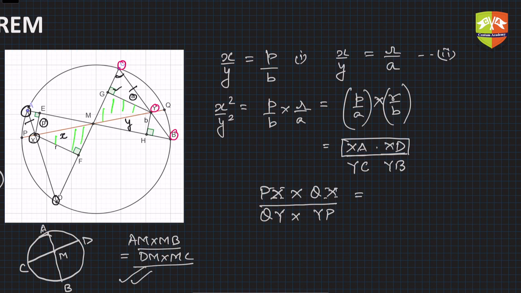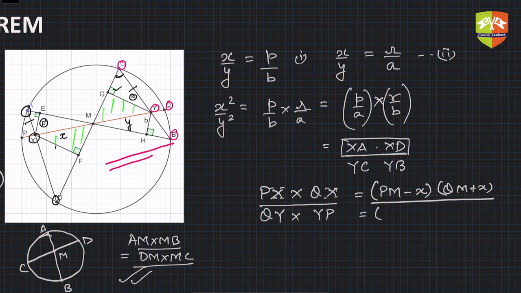Now what is PX, guys? PX is nothing but PM minus x. Look carefully. And what is QX? QX is QM plus x, because MX is small x. Now QY, where is Q? Here is Q. QY will be simply MQ minus MY, so QM minus y.